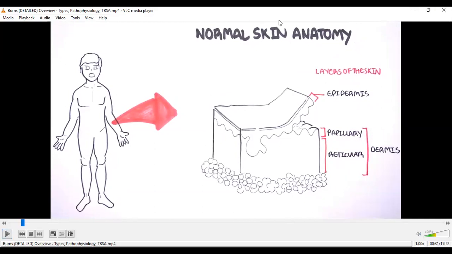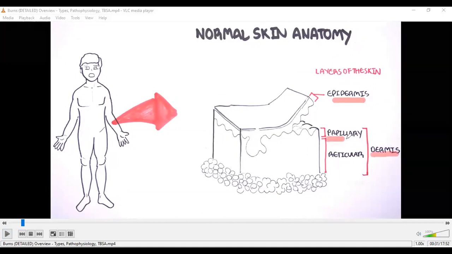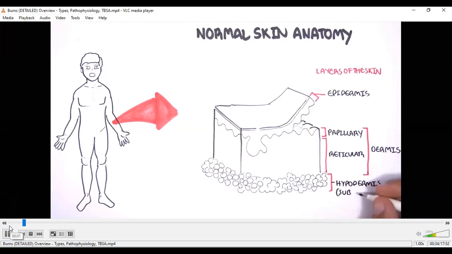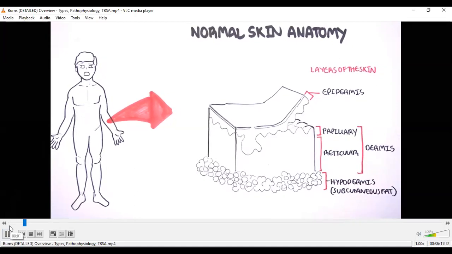So here it has been described that you have the topmost layer as epidermis and the second layer is dermis. The first layer of dermis is papillary dermis, and the second layer is reticular dermis. You can see the major portion of the dermis is your reticular dermis. Then you have the hypodermis, basically what is known as fat. The layer below the dermis is known as hypodermis.